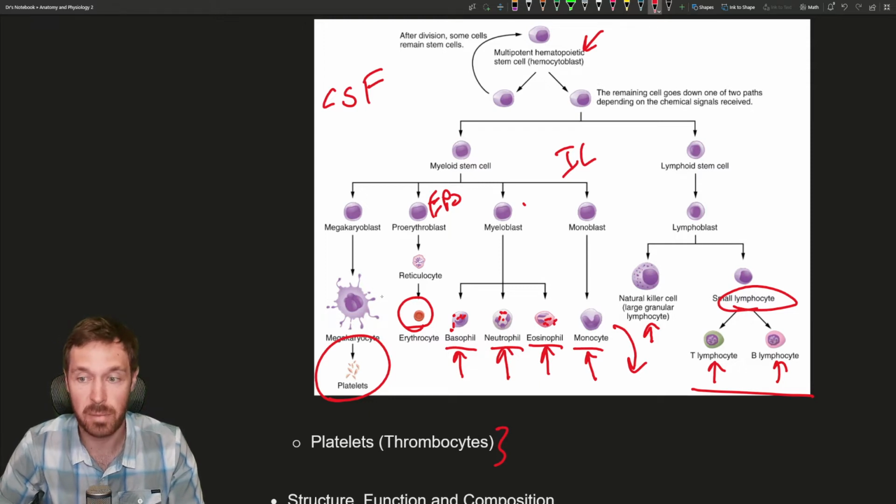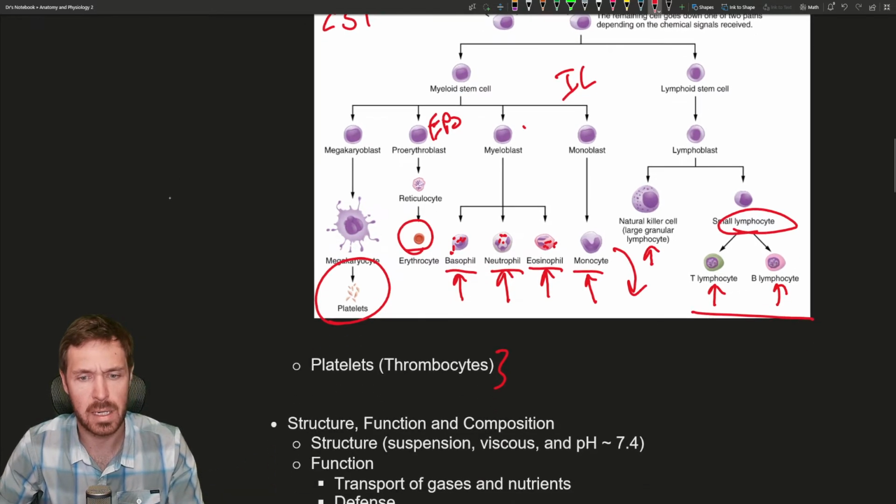So T cells are the main part of your immune system. B cells are then what produce antibodies. They become what are called plasma cells and secrete antibodies. We'll talk about that in the lymphatic part in the next video. Like I said, that kind of goes hand in hand here.